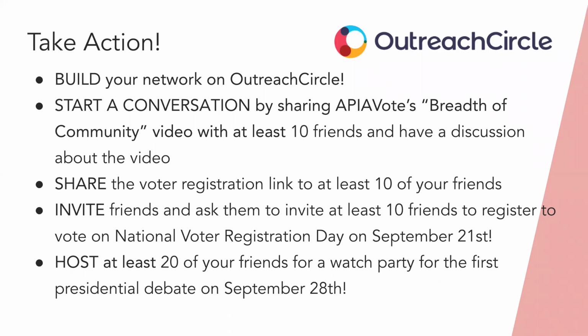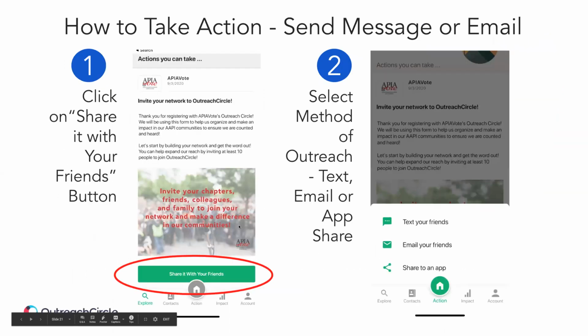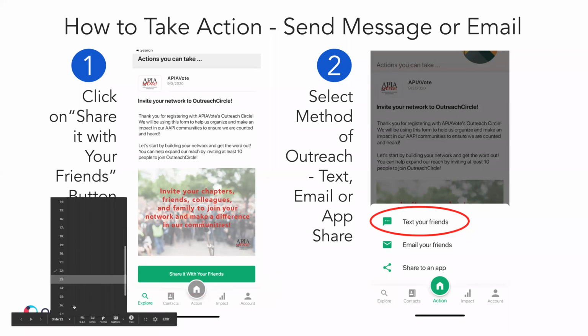So for any of the national organizations that are interested in fully engaging their local chapters, if you could put in that request to Wiley at volunteer@apiavote.org, that will really be great. That way we can really assess how we need to create that infrastructure.